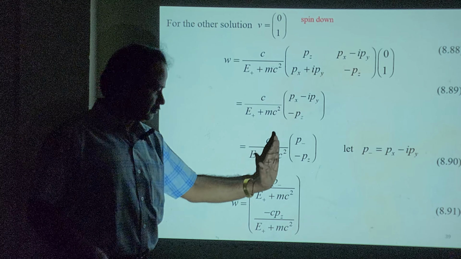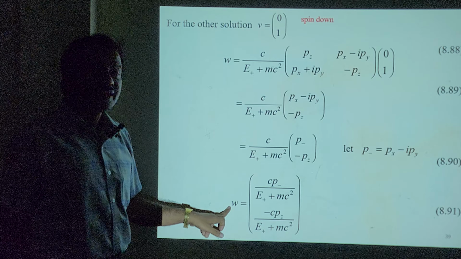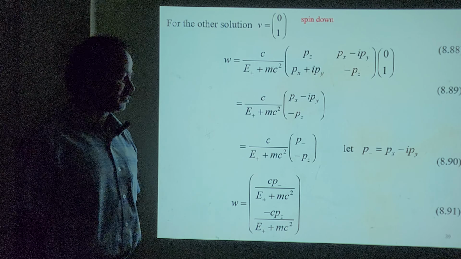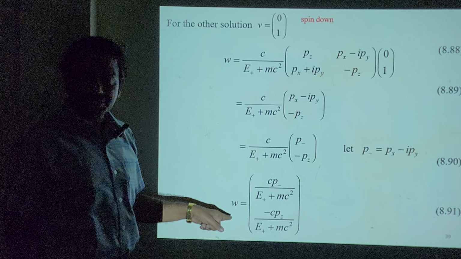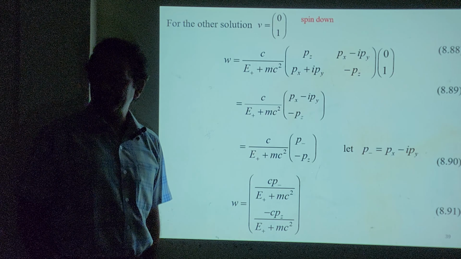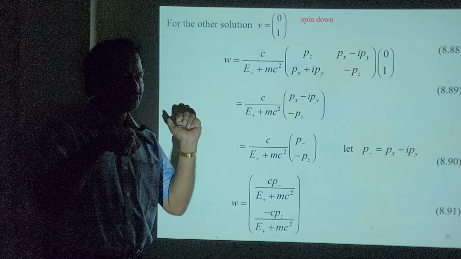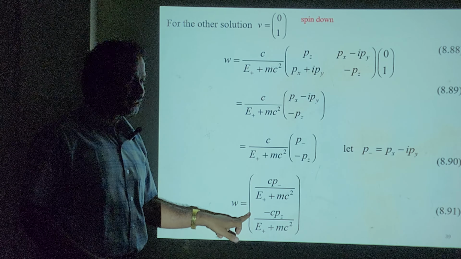You multiply this and it will give you this matrix in a column vector. So we have found another wave function, W. This is for spin down; we have done it for spin up. So spin up and spin down for E plus. As I said, E plus will have two solutions: one is for spin up, another one is for spin down.